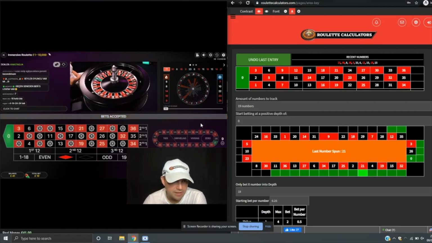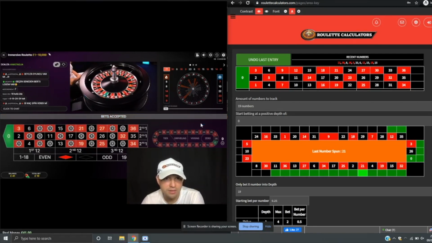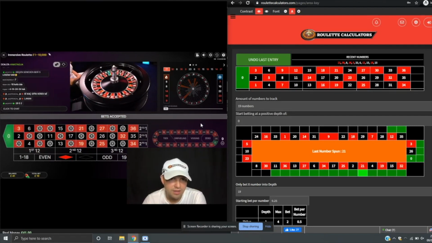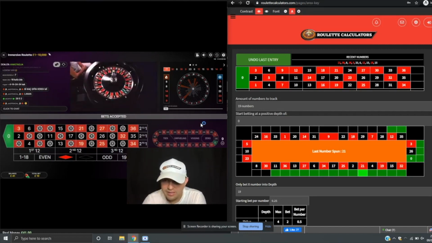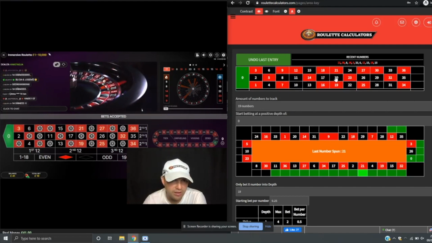And his balance at the moment with that bet on the table is £41. So let's see if he scrapes that back from where he's gone. It looks like that's a good hit. That went to number 20 by the looks of it. So that would have given him the win there.